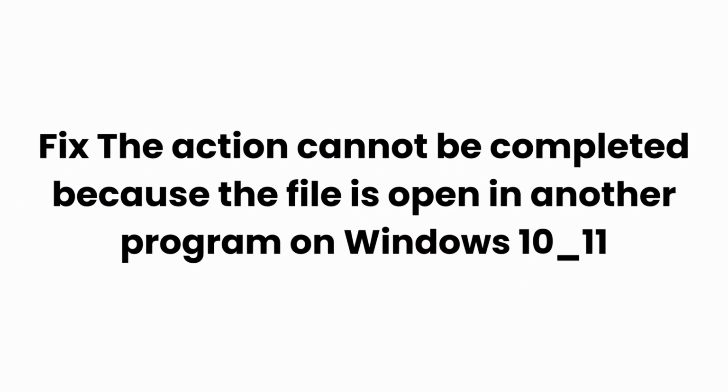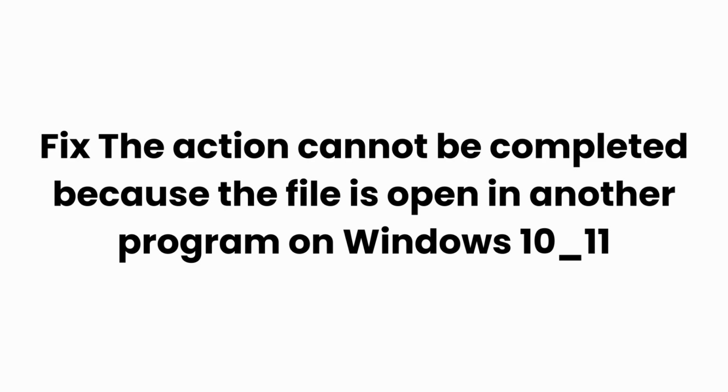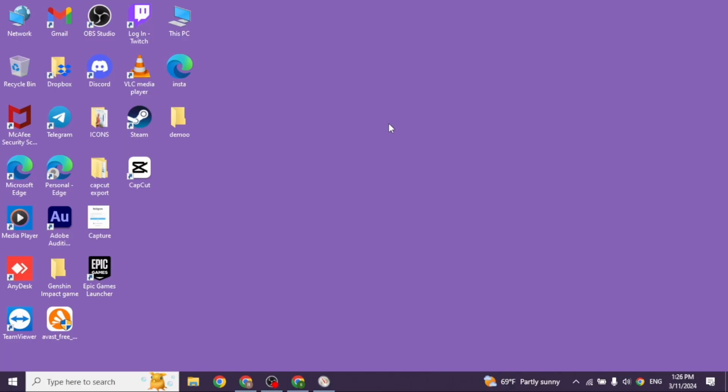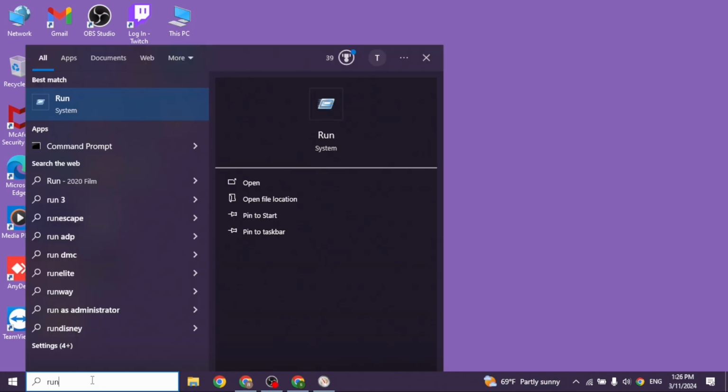How to fix the action cannot be completed because the file is open in another program on Windows 10 or 11. Let's get started. At the bottom left corner, you can find the search box. Over there, type in Run. After the app appears, open it.